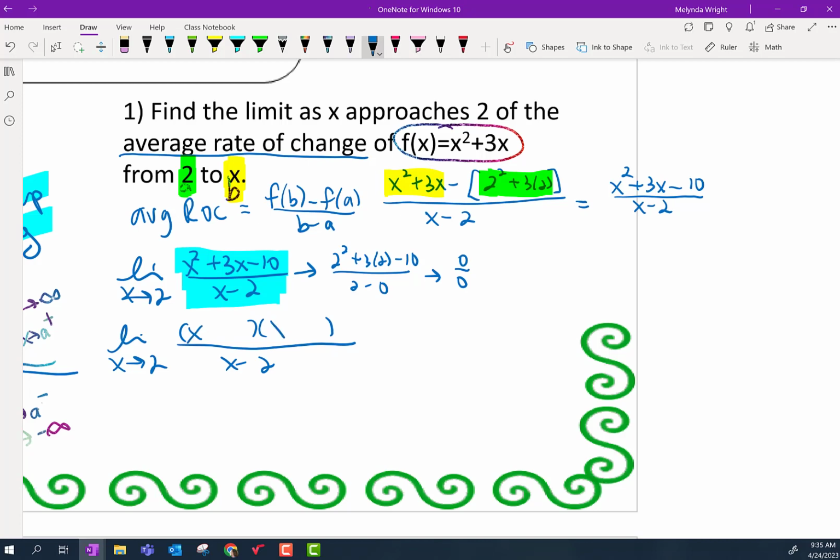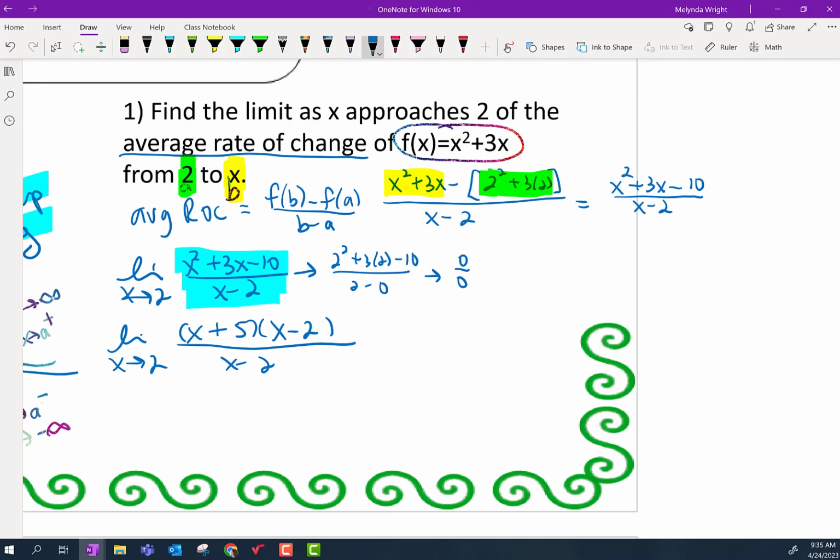Let's see, we've got an x and an x. The back sign is positive, so that means those are different. Let's see, multiply to get 10 and subtract to get 3. What would that be? A 2 and a 5. Okay, that works. All right, so what do we see once I factor the numerator?